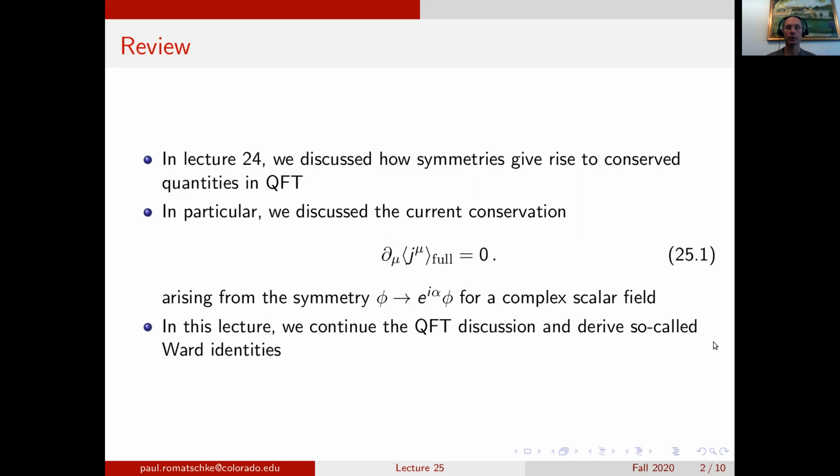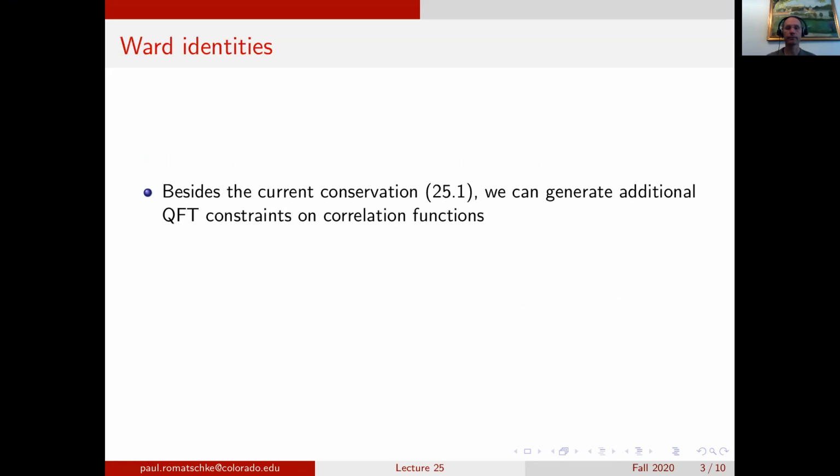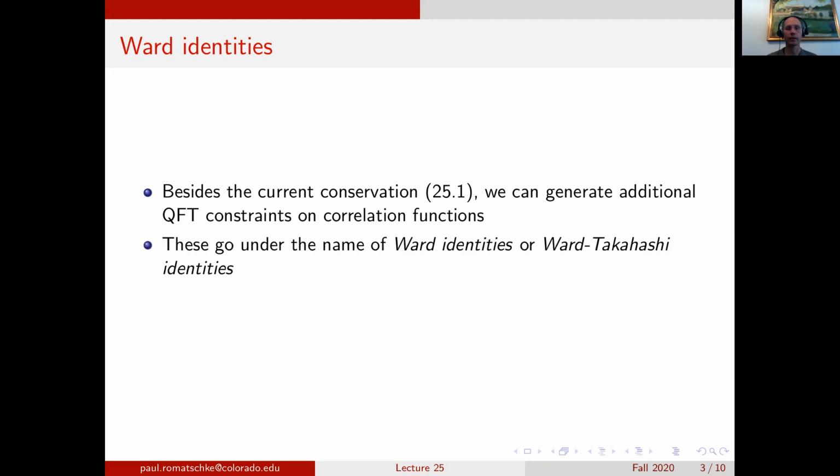In this lecture, I want to continue the discussion in quantum field theory and derive additional constraints that correspond to these symmetries, called Ward identities. So the aim for the present lecture is to derive these Ward identities, which are additional constraints for correlation functions in quantum field theory. Another name for these constraints is Ward-Takahashi identities.